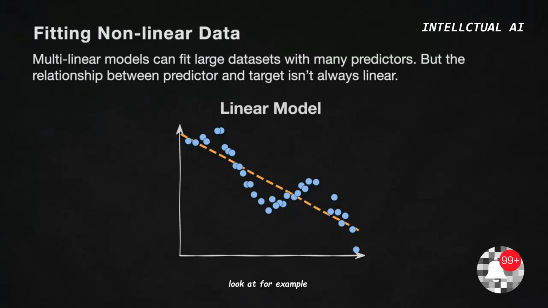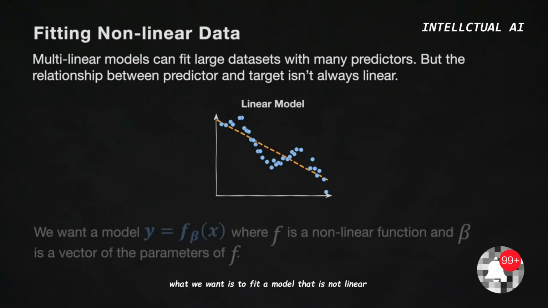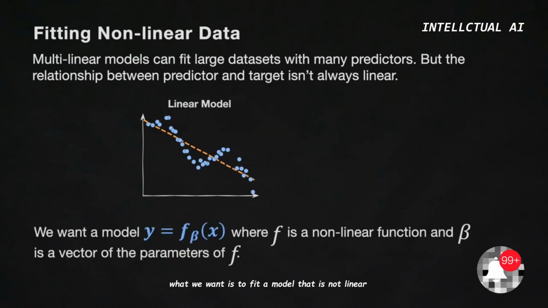Multilinear models can fit large datasets with many predictors. But the relationship between predictor and target isn't always linear. Look at, for example, the plot I have there. The data points are in blue circles, and we're trying to fit it with a linear model. Obviously, that's not the correct model. What we want is to fit a model that is not linear.